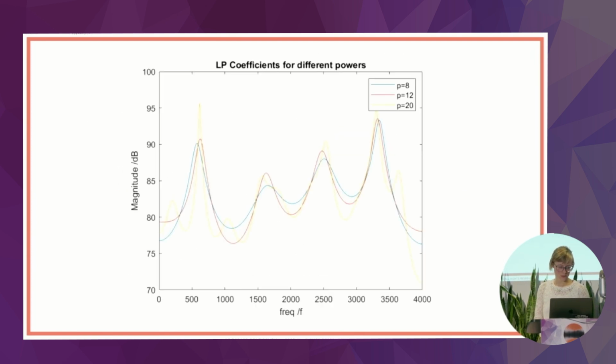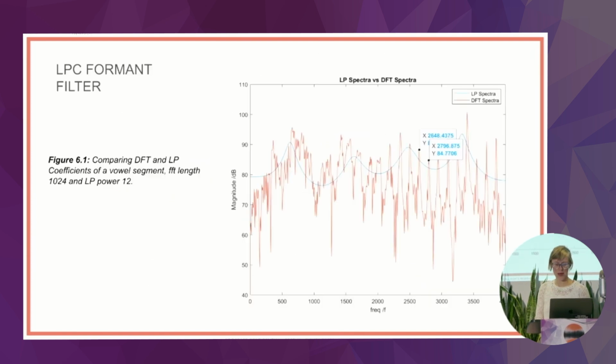With formant filtering, with LPC filtering, you get a good approximation to the sound. You can generate something that's intelligible, but you lose a lot of the aperiodicities that create the naturalness of speech. And this is just that formant filter on top of a DFT, so you can see the correlation there.